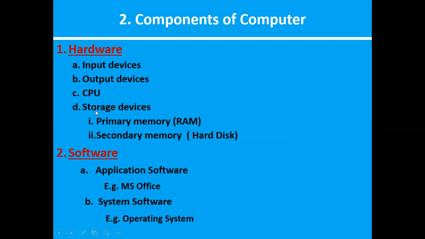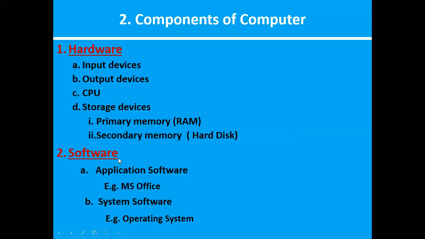So here again, the storage device is classified into two types. One is primary memory, second one secondary memory. So in terms of primary memory, that is RAM, the random access memory. So here you can store the data temporarily. Whereas in terms of secondary memory, hard disk drive is the secondary memory storage. So here you can store the data permanently. So these are the two types of storage devices.